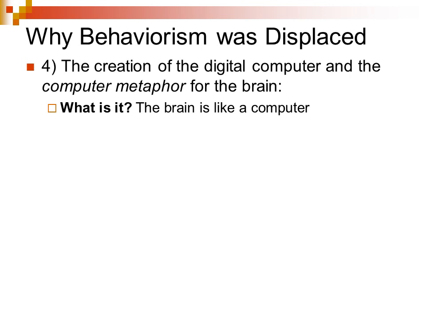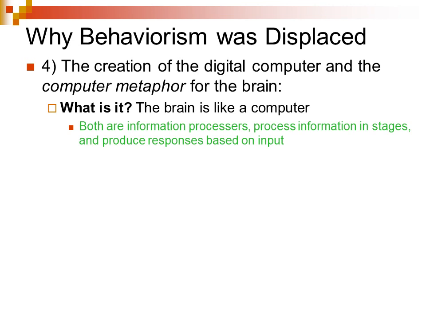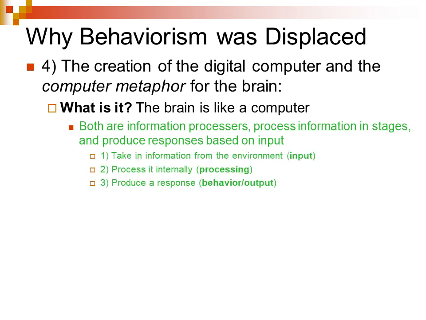Specifically, both brains and computers are information processors that process information in stages and produce responses based on input. So specifically, both brains and computers take in information from the environment, either through our senses for humans or through the mouse and keyboard for machines. Both humans and computers process the information internally, our mental processes for humans or computer programs for machines, and then we produce some output, either behavior for humans or some sort of output for the computer. So that's what the computer metaphor is, that the brain is like a computer.